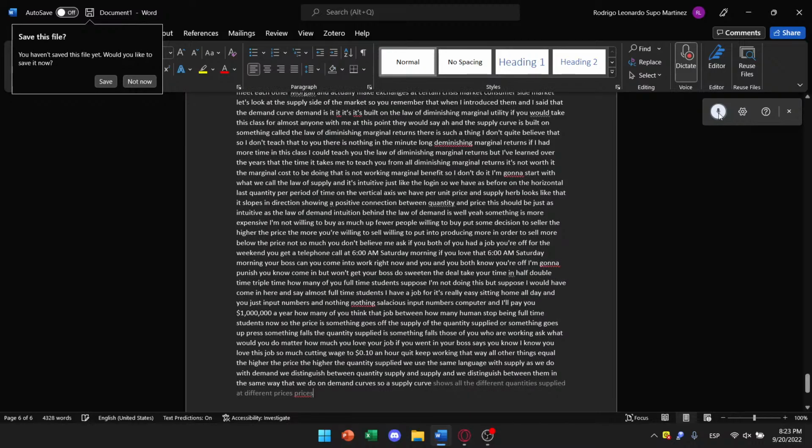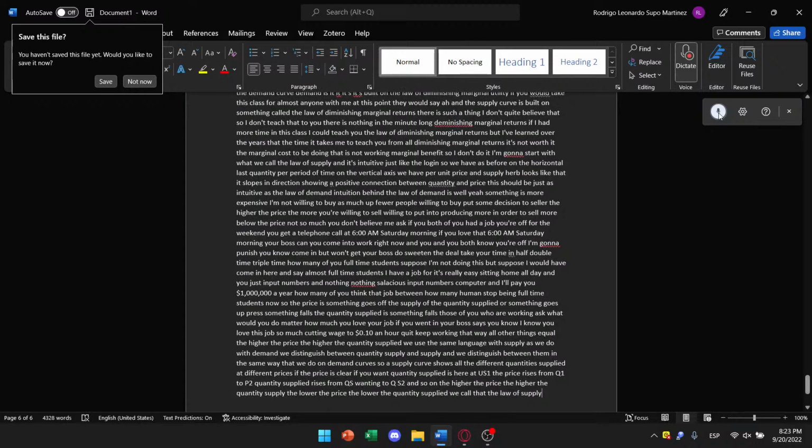If the price is here at P1, the quantity supplied is here at QS1. The price rises from P1 to P2, quantity supplied rises from QS1 to QS2, and so on. The higher the price, the higher the quantity supplied. The lower the price, the lower the quantity supplied. We call that the law of supply. All other things equal. But as with demand, all other things are not always equal.